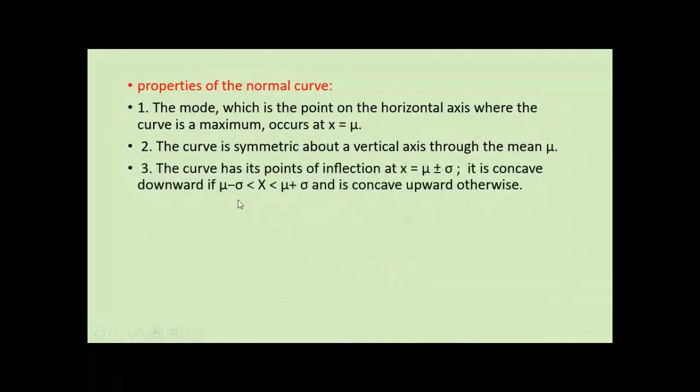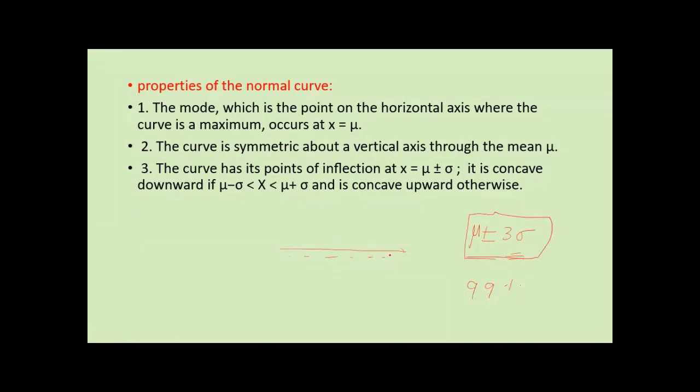Third property: the curve has its points of inflection. You know what points of inflection are? Points of inflection at x equal to mu plus or minus sigma. See, another beauty in statistics: if you have a lot of data, assume that you have 100 different data, almost all the data will fall within the range mu plus or minus 3 sigma. It is called the 3 sigma rule. About 99% of the data will fall in this interval.